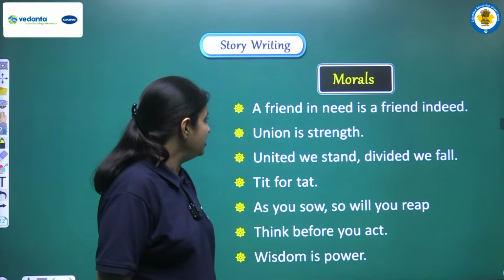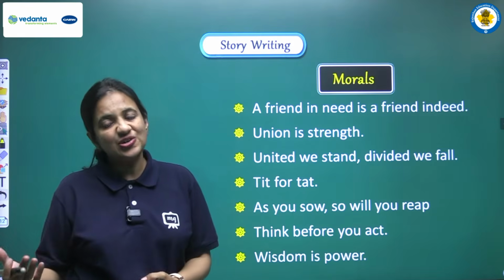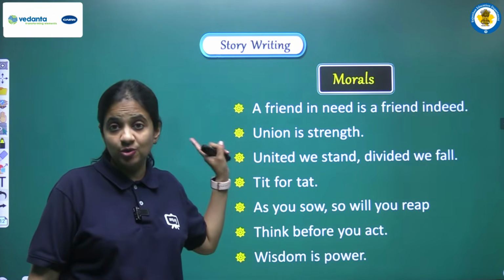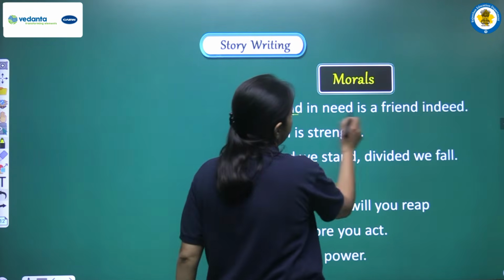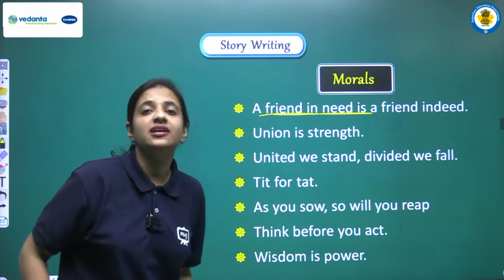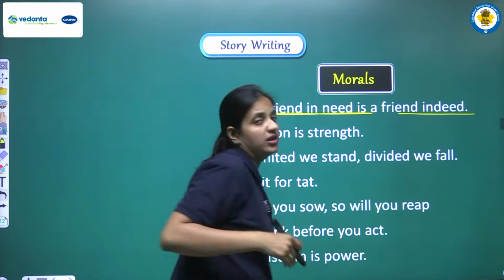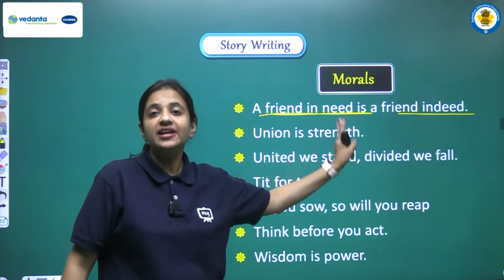First of all, we are having a friend in need is a friend indeed. So all the stories that are related with friendship, in those stories you can use this moral. This moral says that one friend that is there in the time of need, in the required time, that is only a true friend, that is only a real friend. So this is a friend in need is a friend indeed.